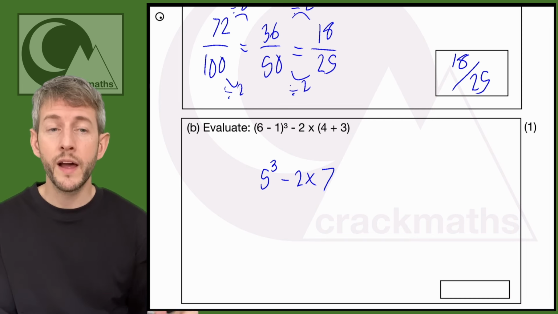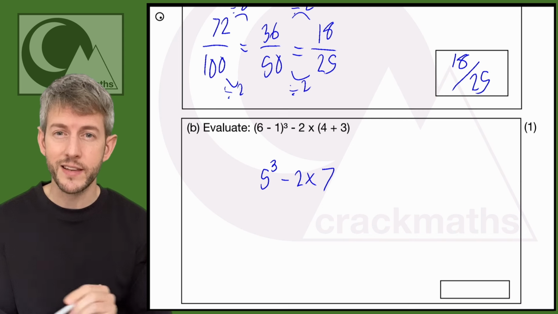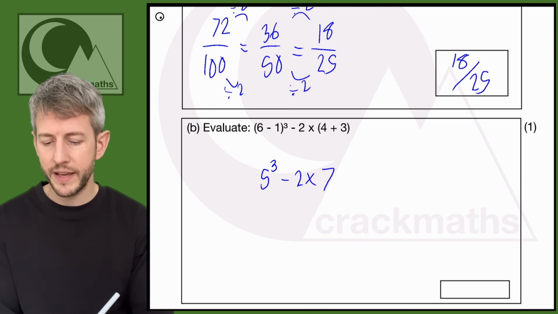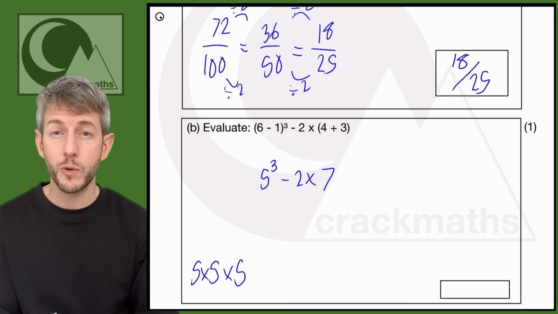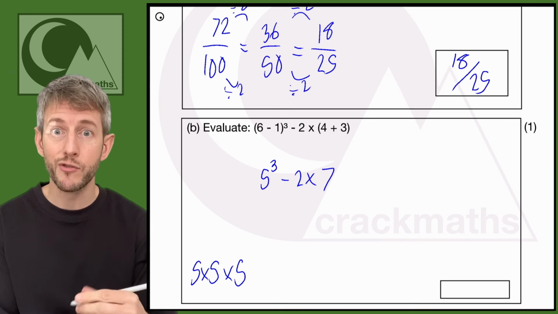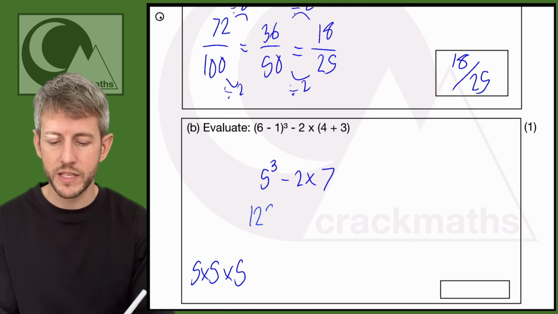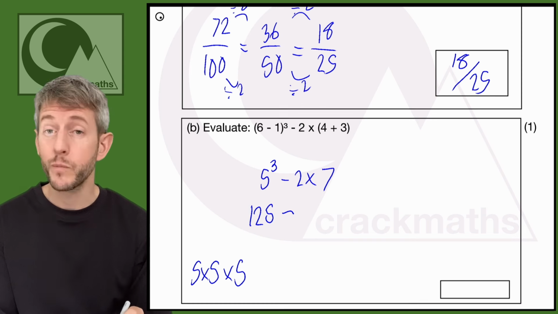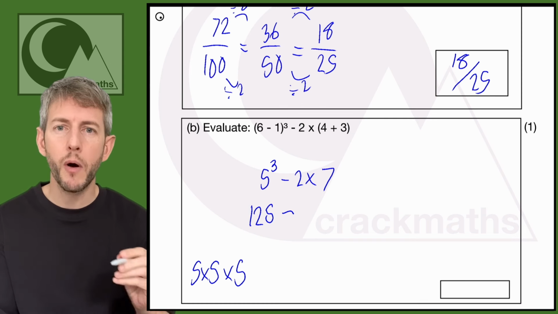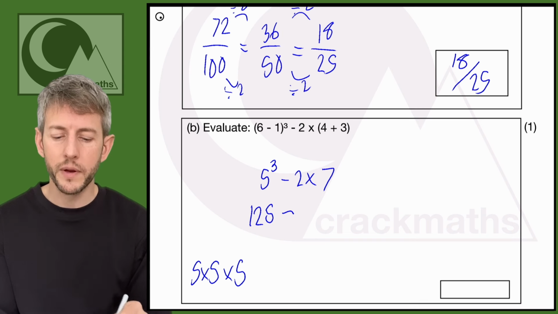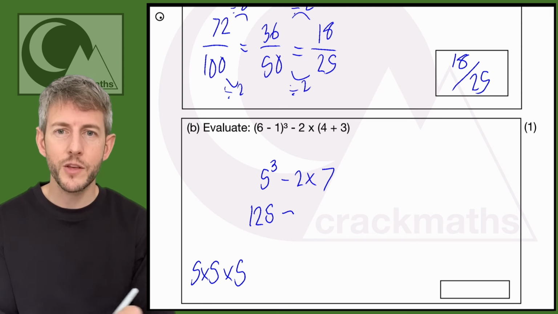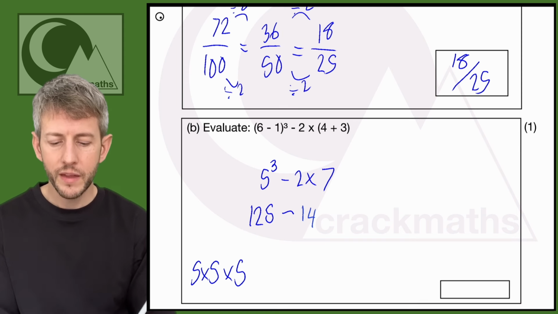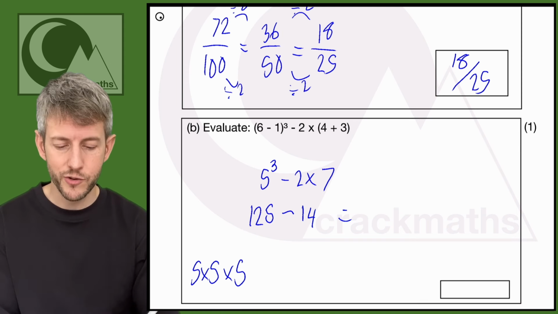Okay, right. Next thing that we do is we do the indices. Okay, 5 cubed means 5 times 5 times 5. Okay, so 5 times 5 is 25, times 5 again is 125. So that becomes 125 minus. Now, in maths, we do the multiplications before the takeaway. So what I'm going to do here is I'm going to do this 2 times 7 now. So 2 times 7 is 14. So this sum becomes 125 take away 14. Okay. Now 125 take away 14 is 111.